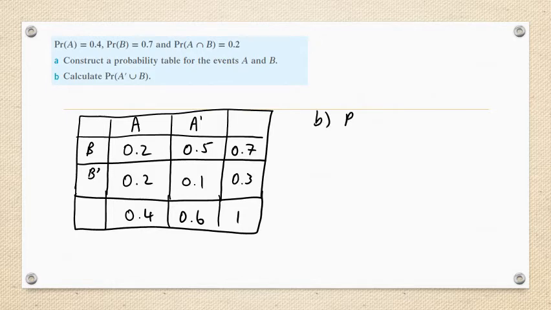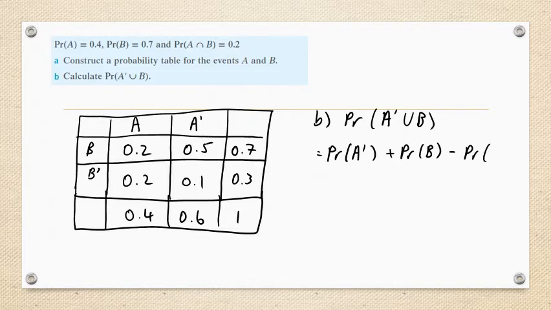Okay, part B. Calculate the probability A complement union, not intersection, union B. Now, remember A union B is probability A complement plus probability of B minus the intersection of A complement and B.